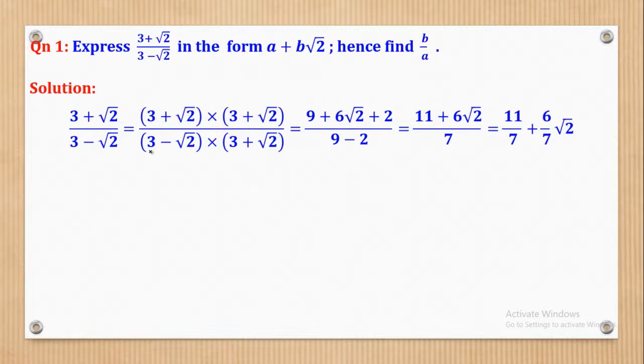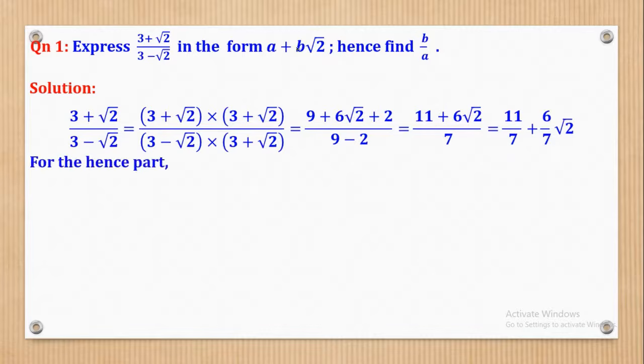For the denominator, it is difference of two squares, so this squared is 9 and this squared is 2. So collect like terms, this plus this is 11 and this is 6 root 2. Then this one is 7. But I wanted it in this form, meaning that we have to split the numerator. Splitting means that this will be over this and also this will be over that. That's why you see here 11 over 7 plus 6 over 7 root 2.